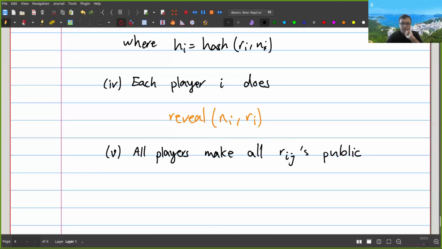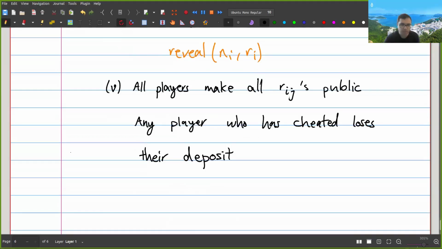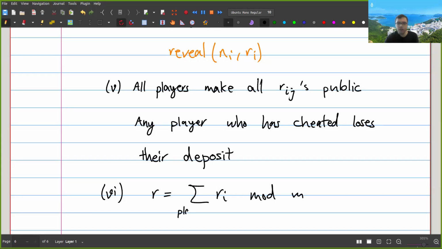Okay, so any player who has cheated basically loses their deposit, and also their Ri will not be added to the sum. So in step 6, I would say that my R is the sum of all Ri's modulo M. But this is only the Ri's where player i has not cheated. Okay, and that's my protocol.